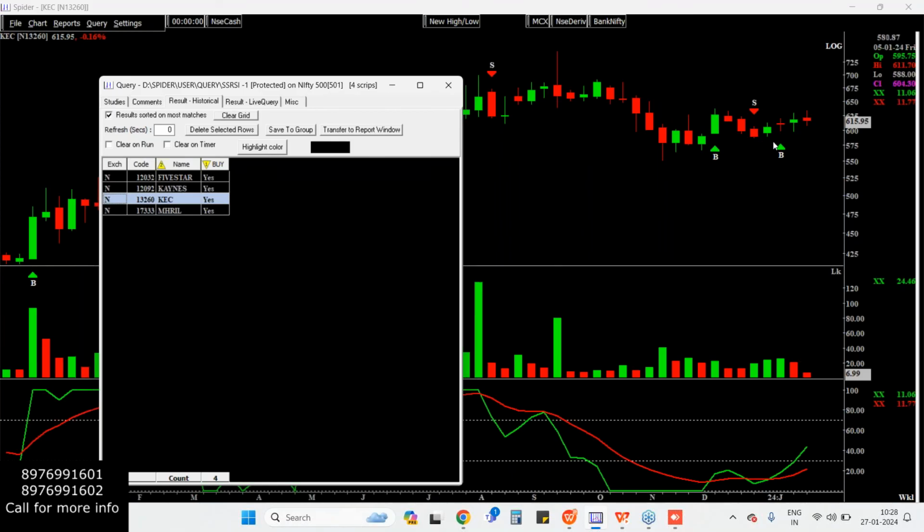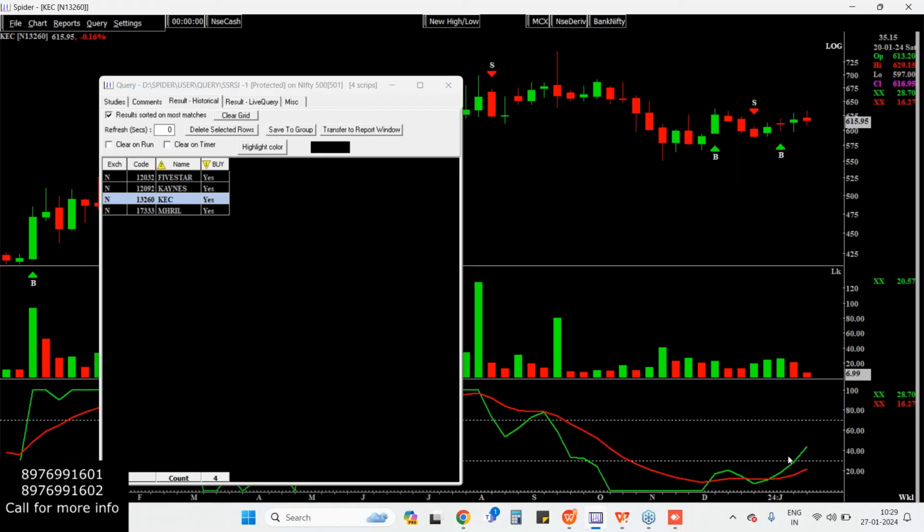Third is KEC. Again, a buy entry in this candle. We got it in the scanner in this candle because it exited its oversold zone. I have not explained what stochastic RSI is, what RSI is, because that will be very difficult and theoretical.